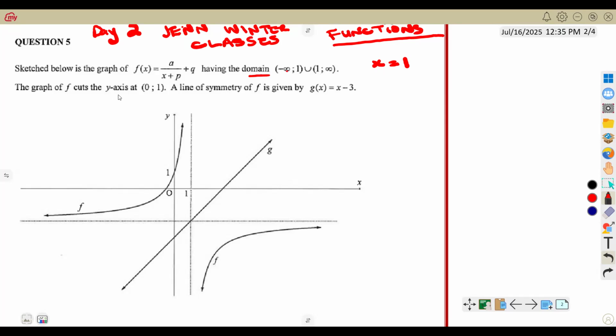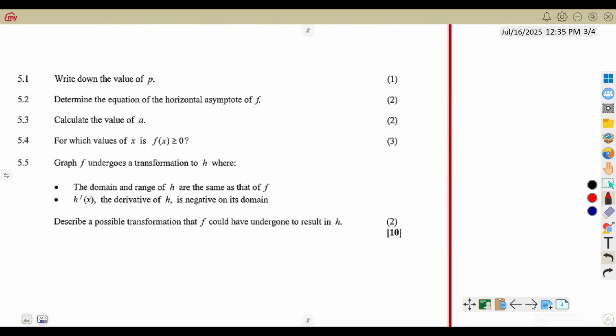Then the graph of f cuts the y-axis at (0, 1). If you check here, that is where we are having our y-intercept. Then a line of symmetry of f is given by g(x) equal to that. Then this is the graph that we are given. This is our g(x), this is our f(x). Then we go to our question. The first question is saying write down the value of p.